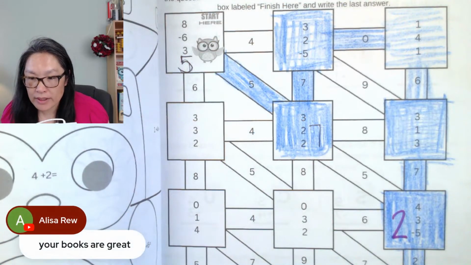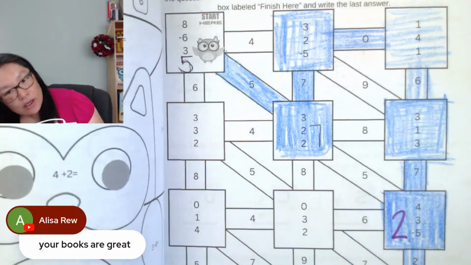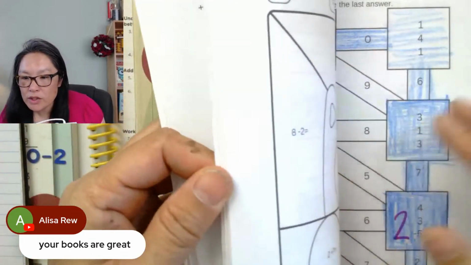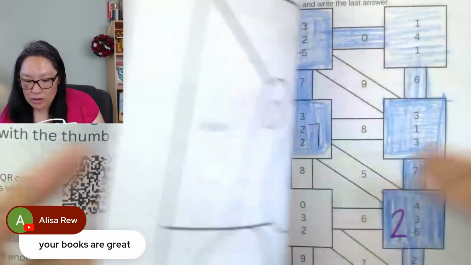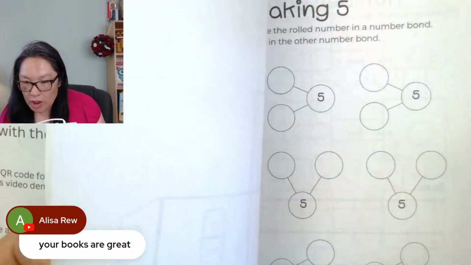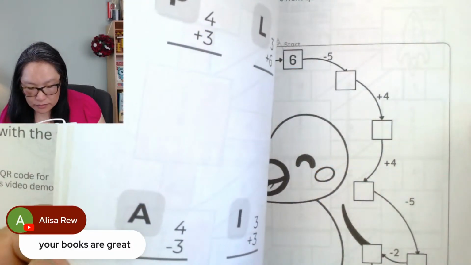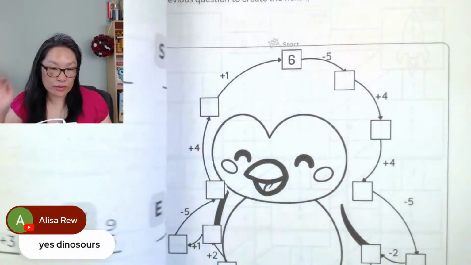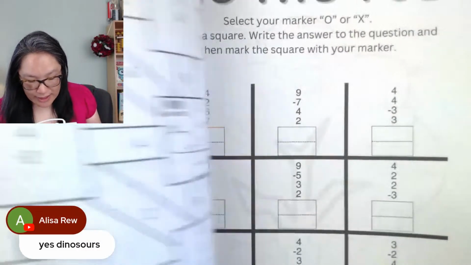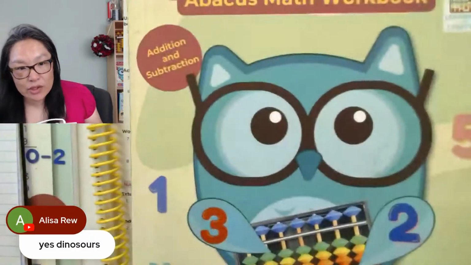Your books are great. Oh, thank you. I appreciate that. What sort of animals does he like, or what do you call it? Like topics? Yes, he likes dinosaurs. Okay, so what I could do is I can create a color by number dinosaur.